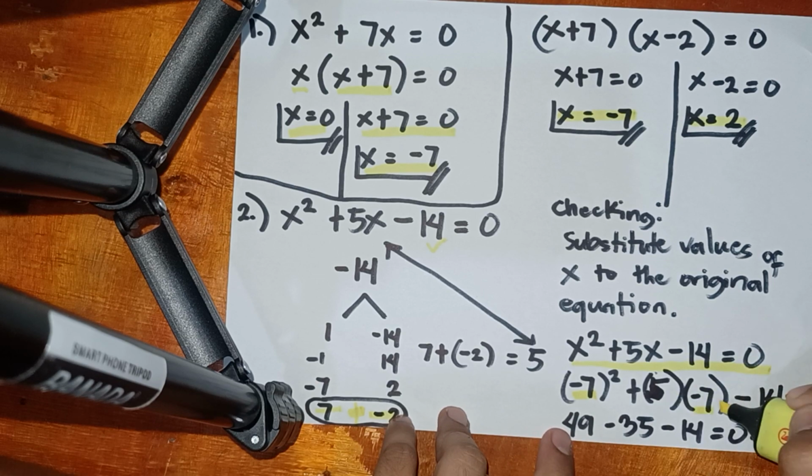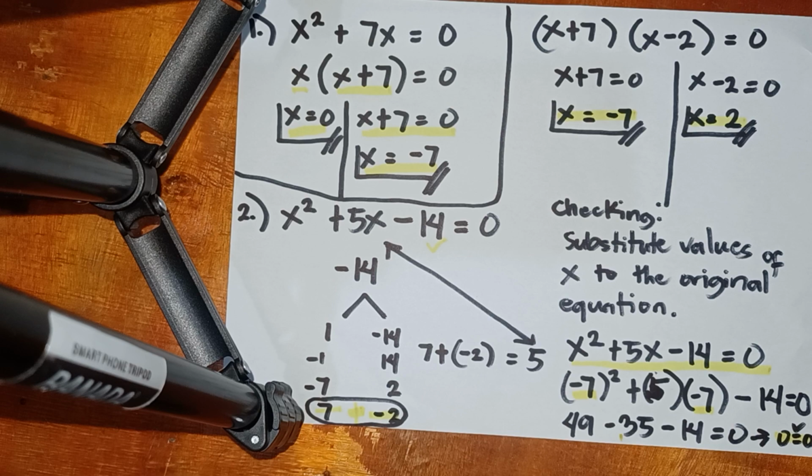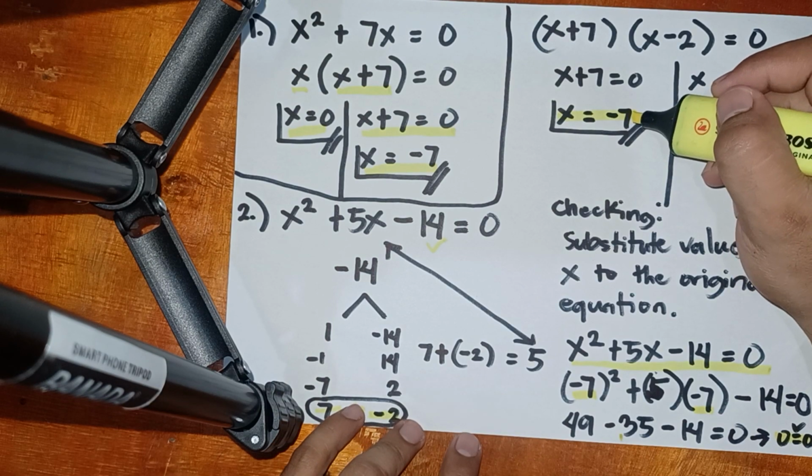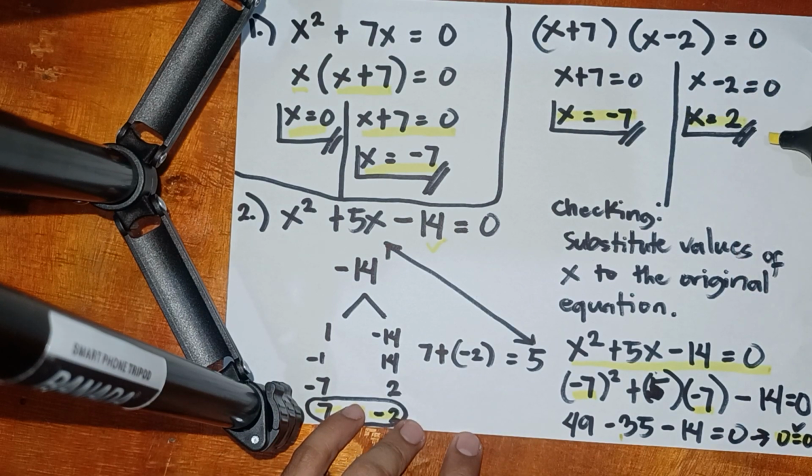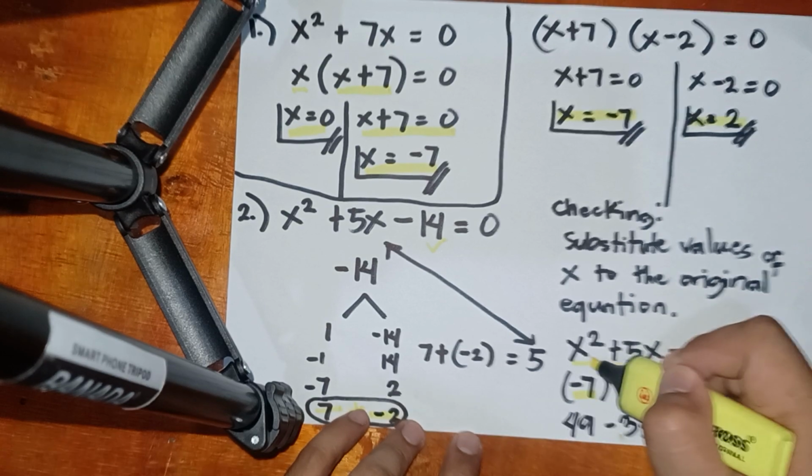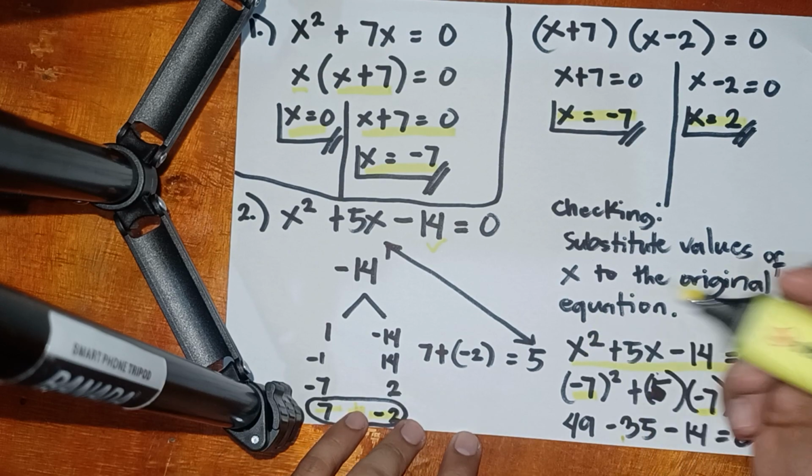Then 5 times negative 7 is negative 35, and minus 14 is equal to 0. So that would be 49 minus 49 is equal to 0. So x is equal to negative 7 is correct. The same thing applies to x is equal to 2. You just need to substitute 2 into the original equation for the value of x.